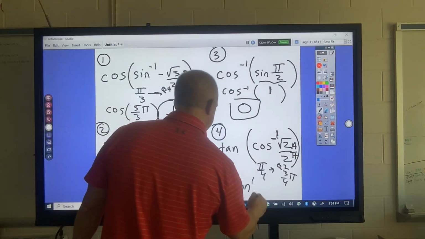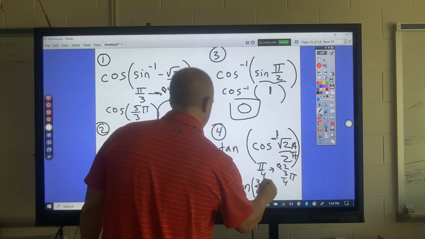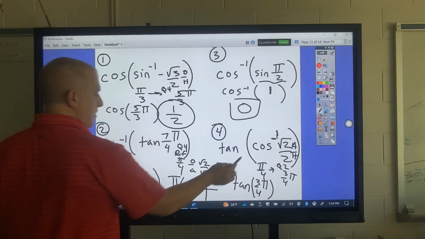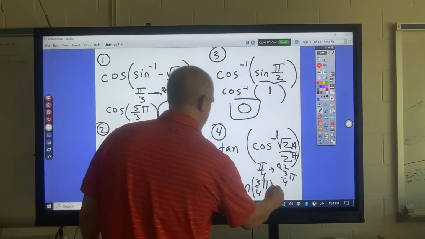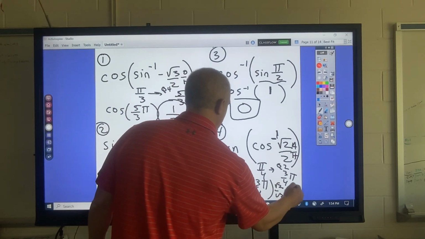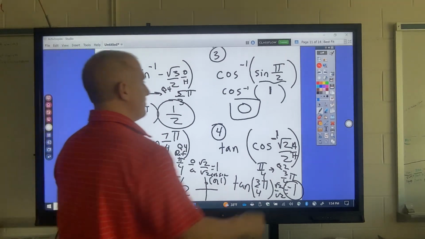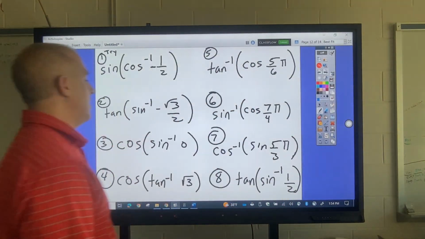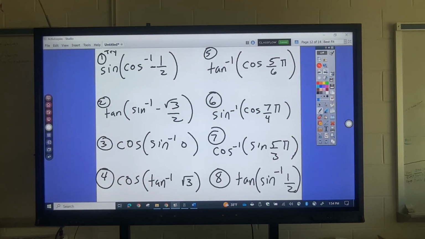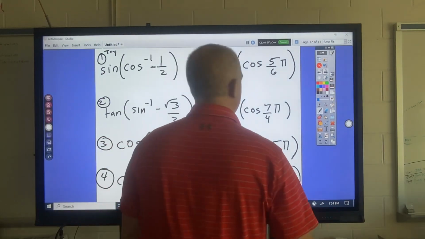So now I want to have the tangent of 3/4 pi. Well, I'm in quadrant 2, tangent would be square root of 2 over square root of 2, which would be 1, and since it's in quadrant 2, that would be negative. So why don't you take some time and practice those. Go through, do the inside ones, do the outside ones.